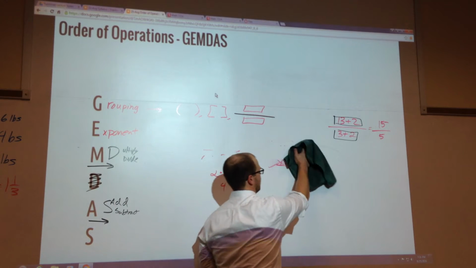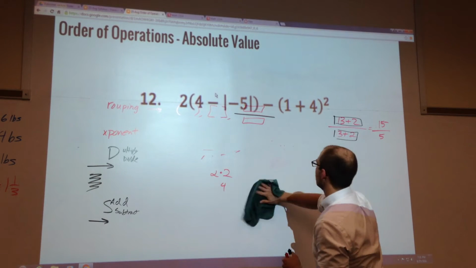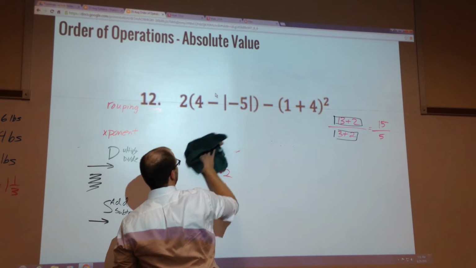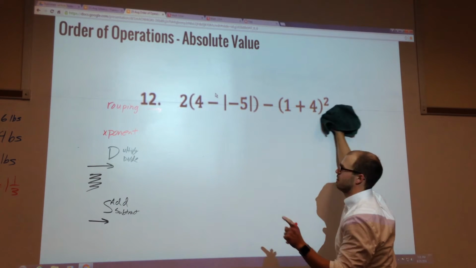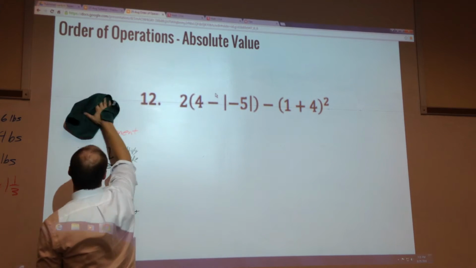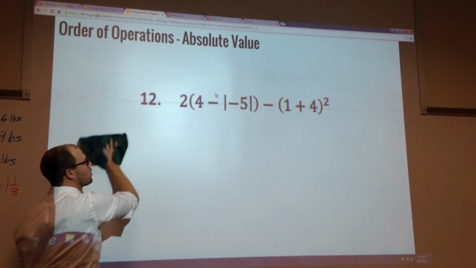Let's go on to, what do I have next for us here? Absolute value. This problem is from your homework packet. It's the only one in this section that talks about absolute value. So we're going to touch on it very, very quickly. We're not going to spend a ton of time on it. But absolute value does show up here and one other time in the course.